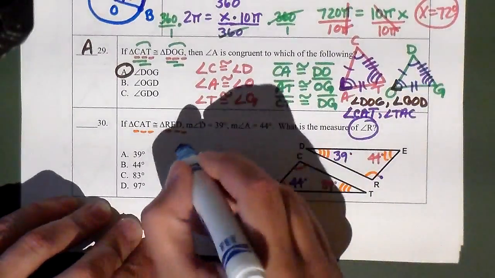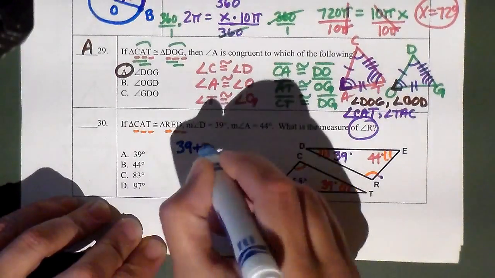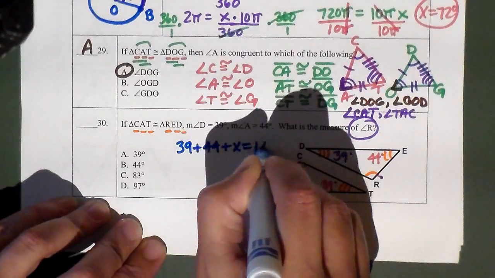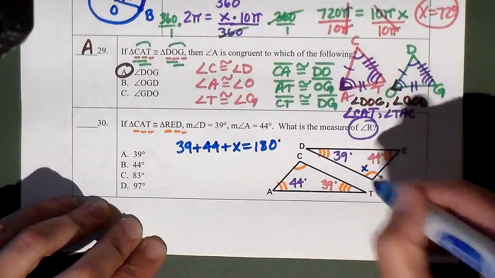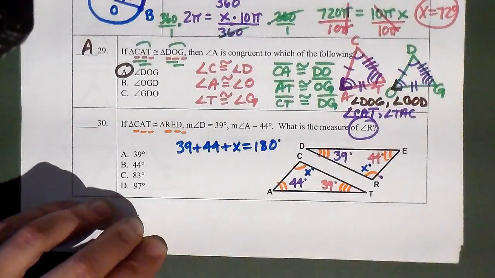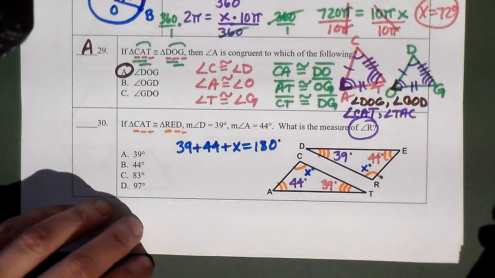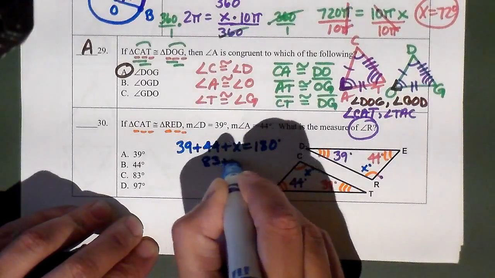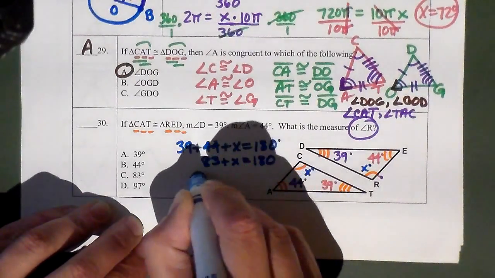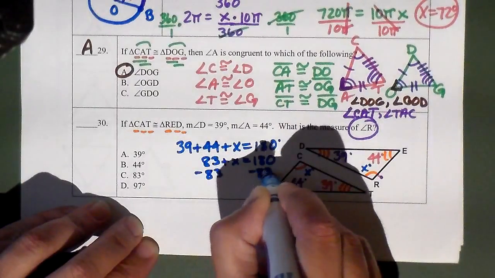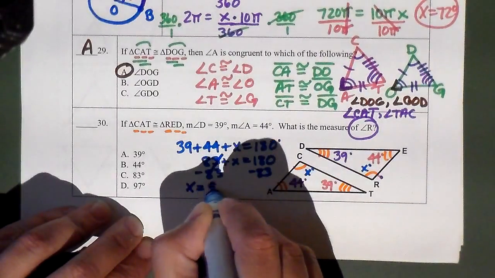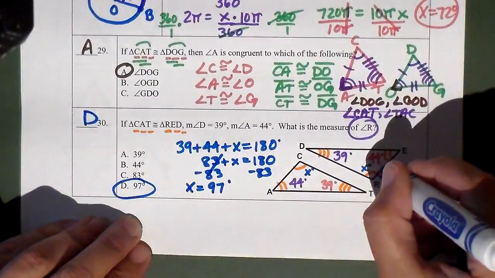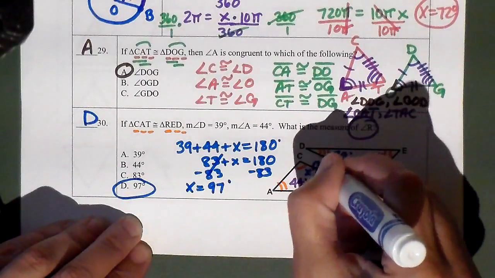So 39 plus 44 plus some mystery angle. We don't know what this is. We know these are going to be the same. It's going to give me 180. So 39 and 44, I have to think, that's 83 plus some angle is 180. I'm going to subtract 83 from both sides. So x is going to equal 97. So your answer is D. So this angle has to be 97, which means this angle is 97.